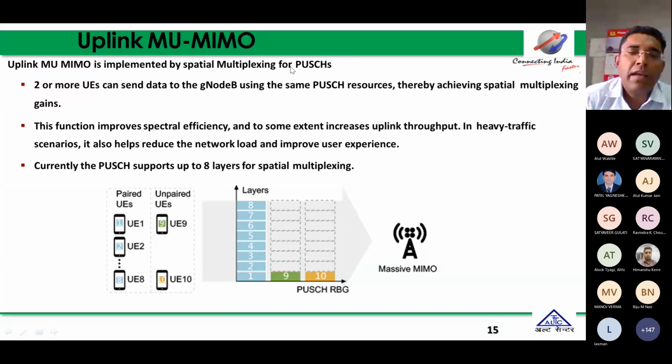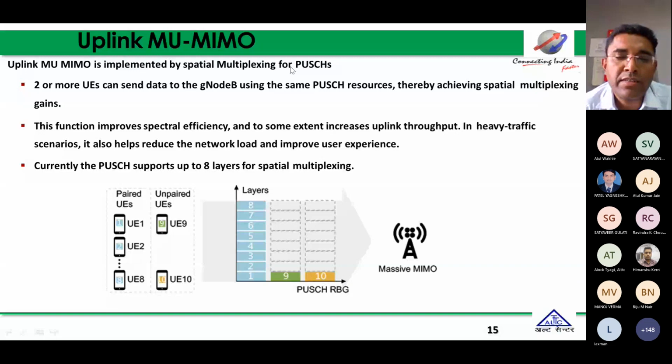So uplink multi-user MIMO, those are the different channels you can see here. For user data transmission, there are 2 types of physical channels. In the downlink, that is the physical downlink shared channel. For uplink, that is the physical uplink shared channel, PUSCH.